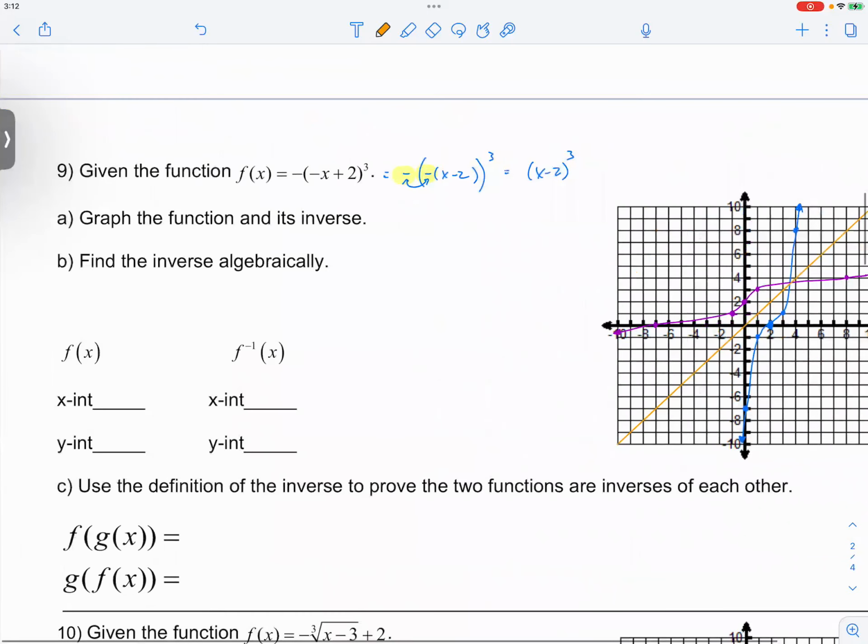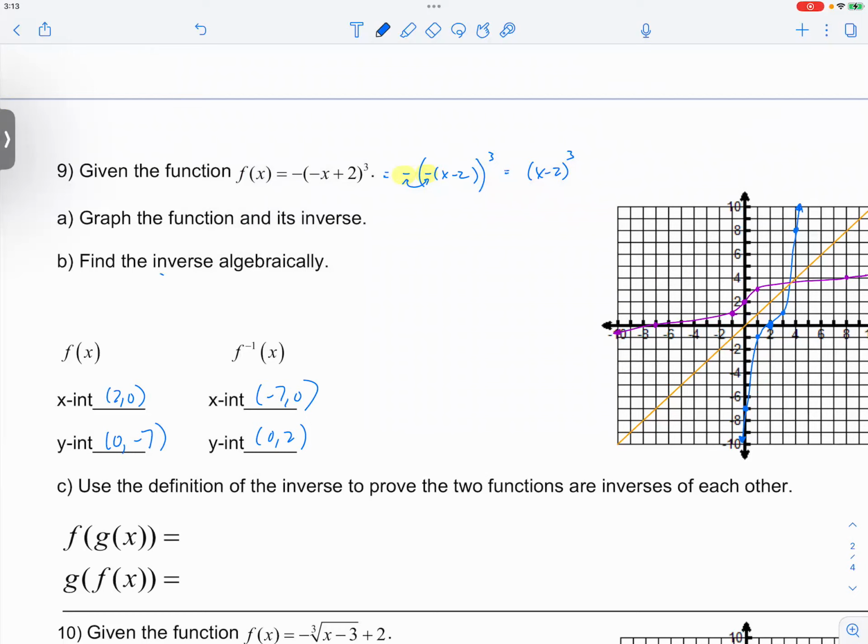All right, so now let's go ahead and write down the x and y intercepts, and they are pretty nice looking graphs. So the x-intercept would be 2 comma 0, so the y-intercept for the inverse would be 0 comma 2. The y-intercept is 0 comma negative 7. So that's why the x-intercept for the inverse is negative 7 comma 0.